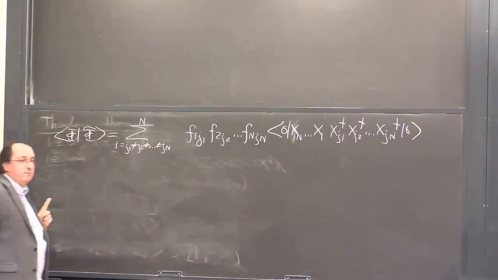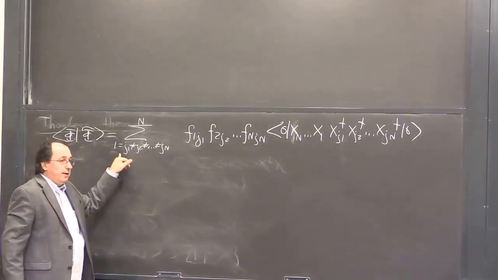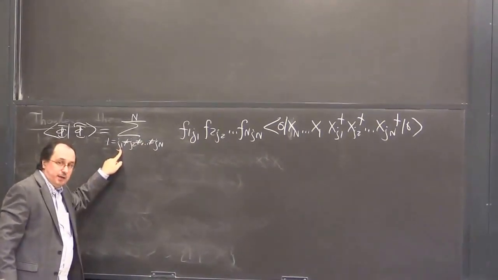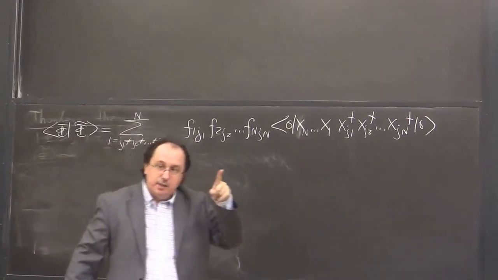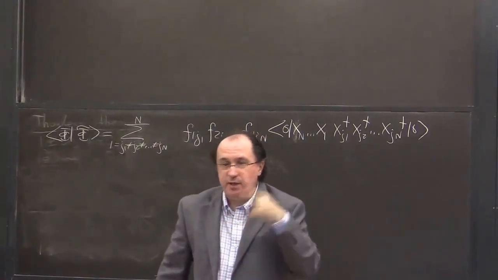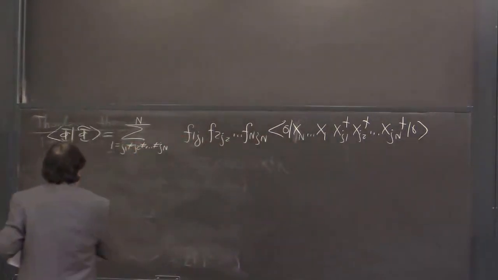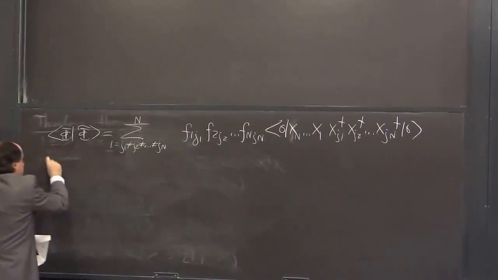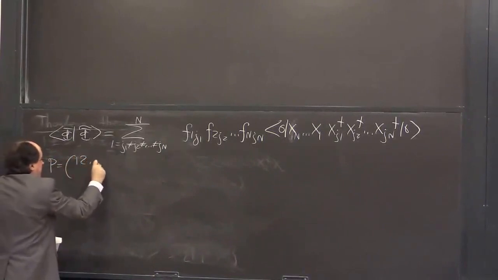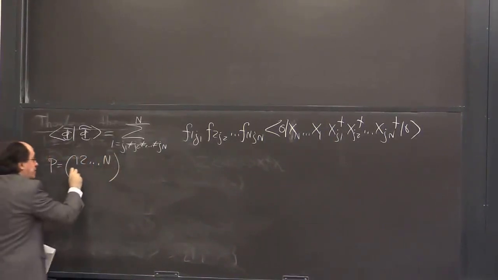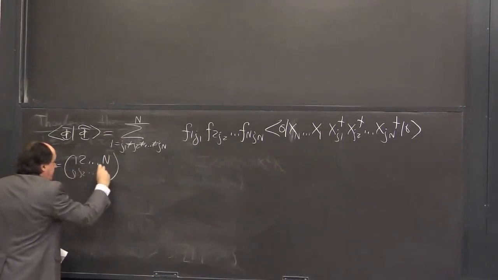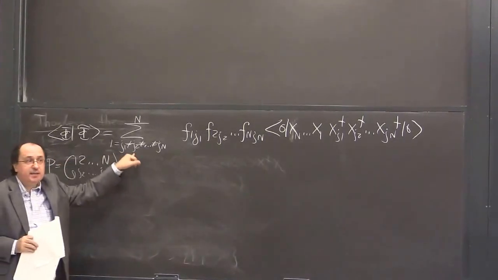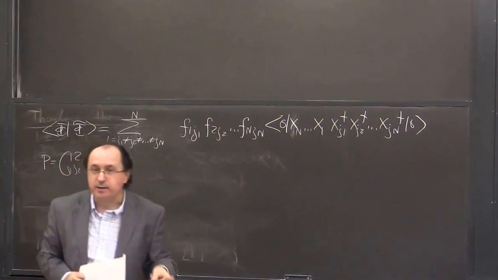But now let's think about it some more. First of all, if all these indices run from 1 to n, and they are all distinct, that means that they must be permutations of the integers 1 through n. So each of these sets, j1 through jn, is a permutation of 1 through n. Let's call this permutation p. It's a permutation that replaces 1 through n by j1, j2 through jn. So what I really have here is a summation over permutations of the indices 1 through n.